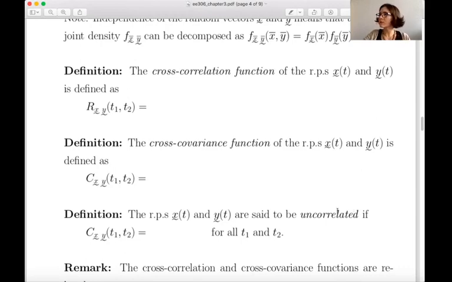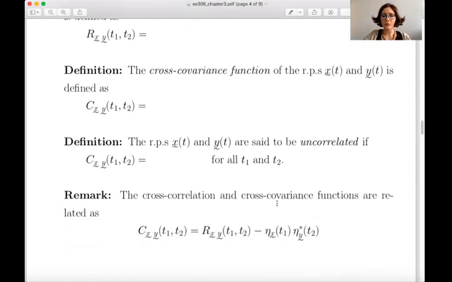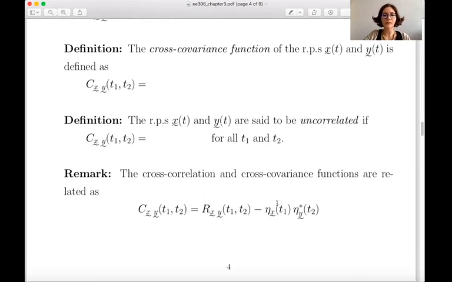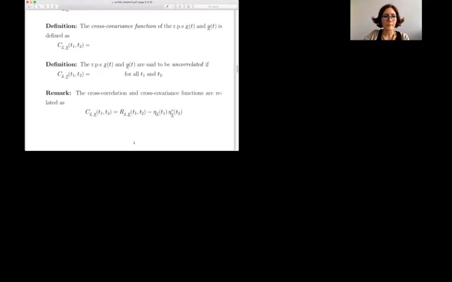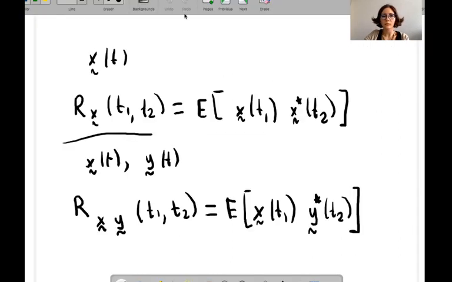Now you have a couple of similar definitions. The random processes x of t and y of t are said to be uncorrelated. Remember this actually follows very naturally from the definition of correlation for random variables. When you call two random variables uncorrelated, it is when their covariance is 0. It's very similar here. Two random processes are said to be uncorrelated if the cross-covariance function is identically equal to 0 for all t1 and t2.